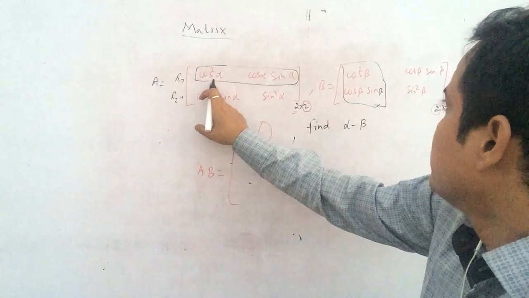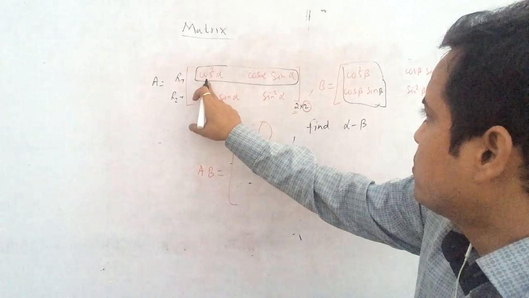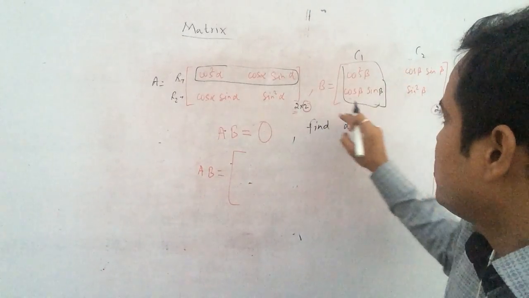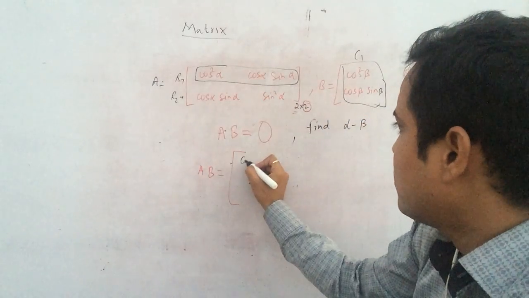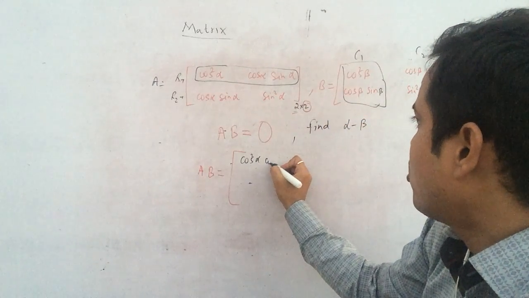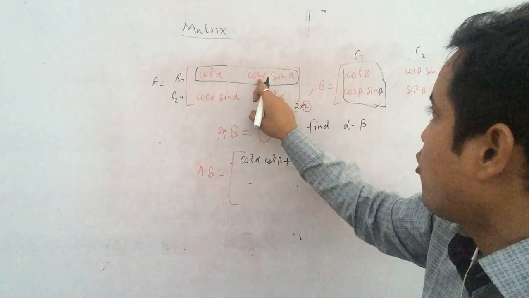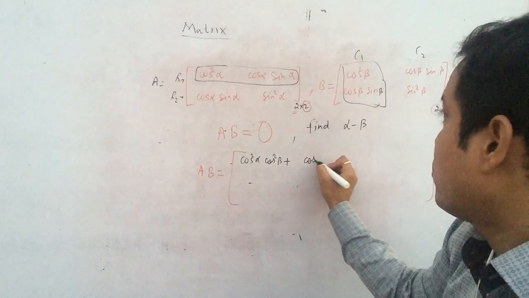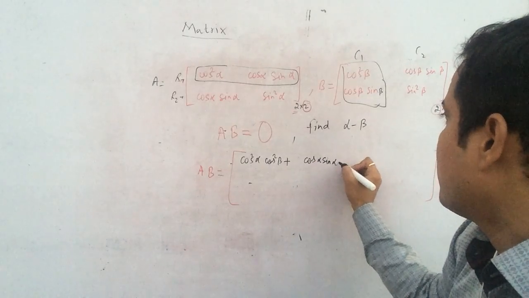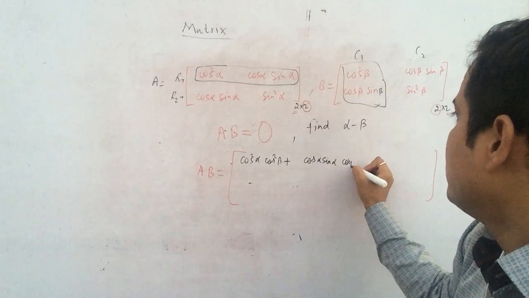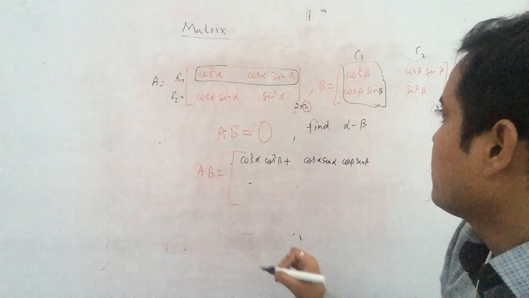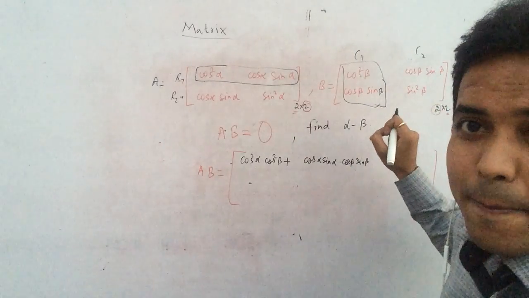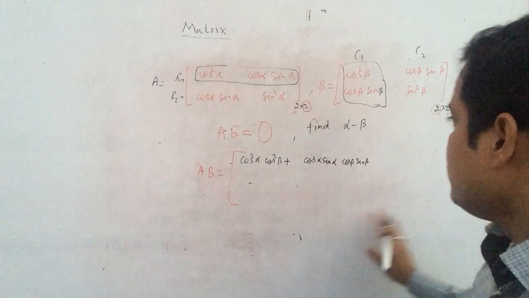So let's move to the product. How would you multiply? This cos square alpha would be multiplied with the first element of column 1, cos square beta, plus cos alpha sin alpha multiplied with cos beta sin beta. Again, row 1 will be multiplied with the second column.